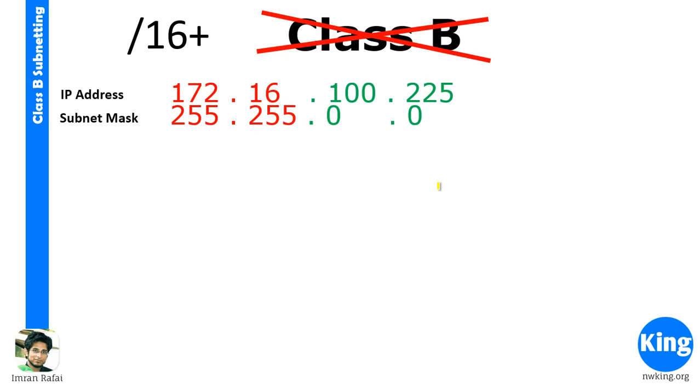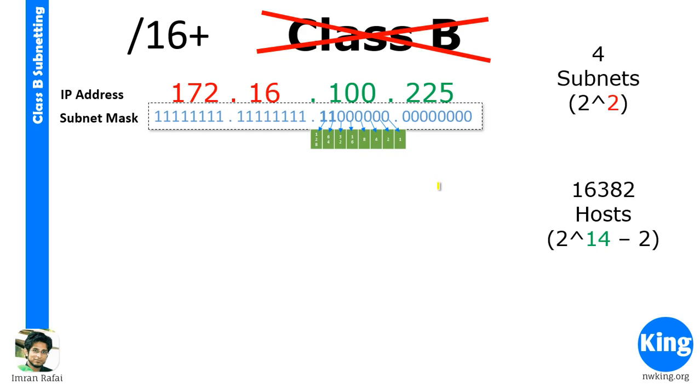172.16.100.225, the same IP address, but this time we're going to break it into 4 subnets. From what we know already, to break a network into 4 subnets, we borrow 2 bits. This is the 2 borrowed bits. From the same formula, 2 bits gives 2 to the power 2, which is 4 subnets, and 2 to the power 14, which is the number of zeros, minus 2 is 16,382 valid hosts.